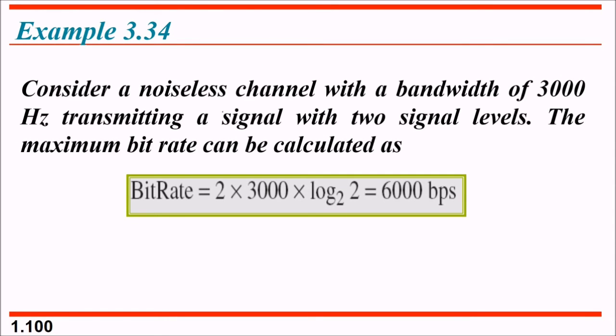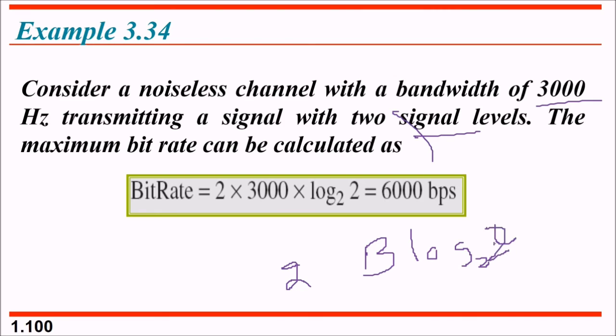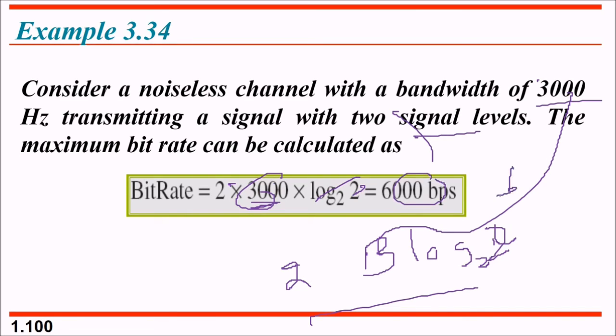And also it can be applied when we have 2 or more levels of signals. So we can consider a noiseless channel with a bandwidth of say 3000 Hertz transmitting a signal with two signal levels. The maximum bit rate can be calculated by the Nyquist relation: 2 into bandwidth into log base 2 of L. How many levels are there? There are 2 signal levels, so we place 2 here. The bandwidth should always be in Hertz in this formula. So 2 into 3000 into log 2 of 2, which is 1, gives 6000 bps, bits per second.